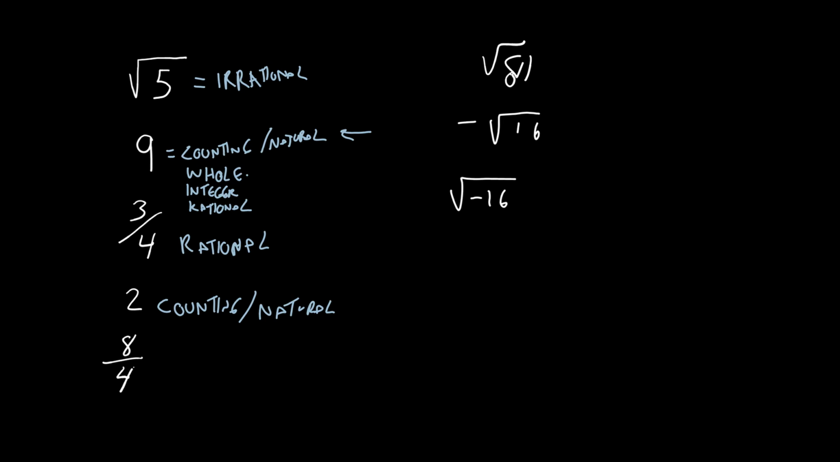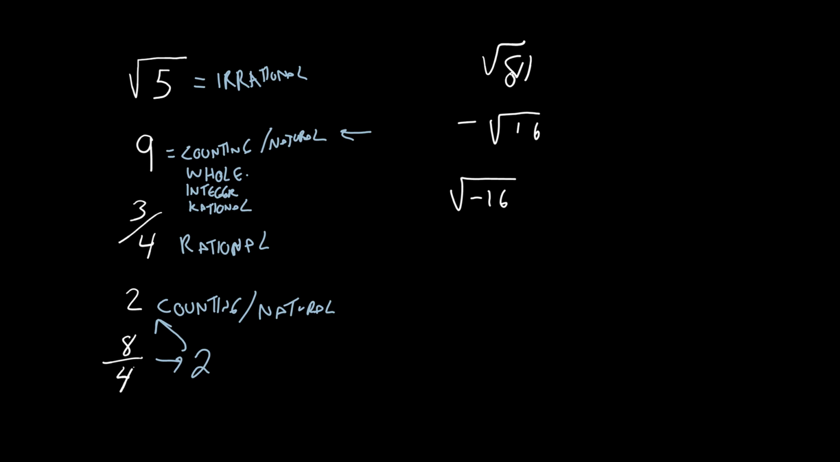8/4. First look at that and you say, it's a rational, it's a fraction. But is it a simplified fraction? Can we reduce that fraction? What is 8 divided by 4? Well, that moves us into 2. Oh, look at that, 2. That moves us back up to there, so that could be considered a counting or natural number because it can be simplified to a more precise number.